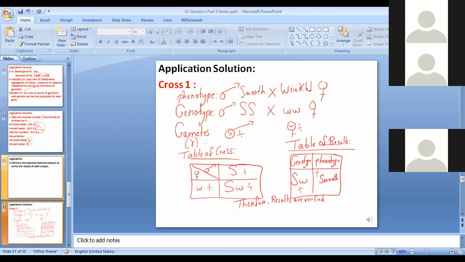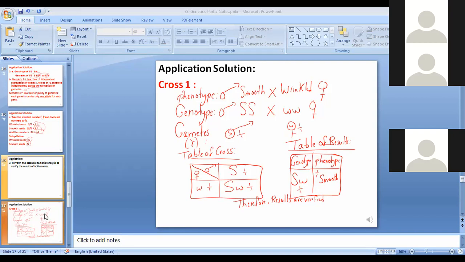So 1 over 1. Table of cross, we have to put the male and the female. S for the male, 1 over 1, and W for the female, 1 over 1. So in the table of results, we have SW, 1 over 1. SW means that we have smooth. So smooth 100% if you are working in percentage, but here we are working in proportion. So 1 over 1 smooth. All of them are smooth. So the results are verified.